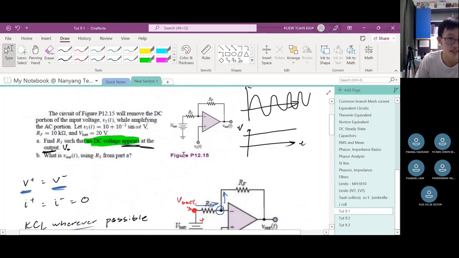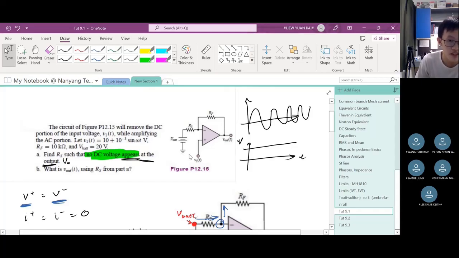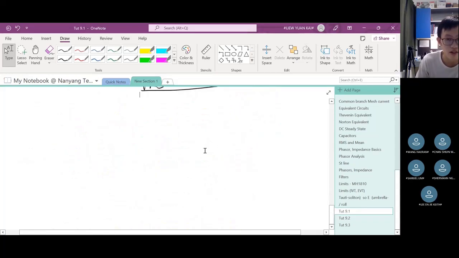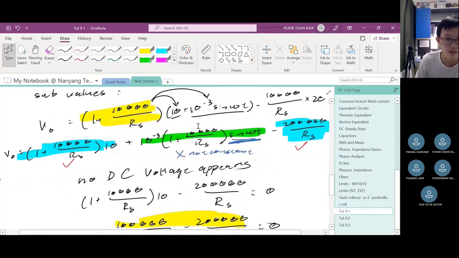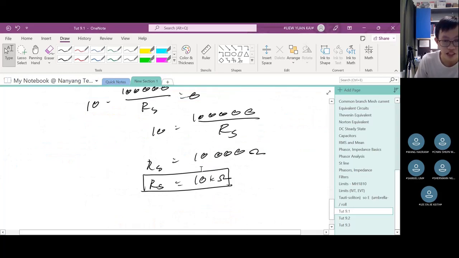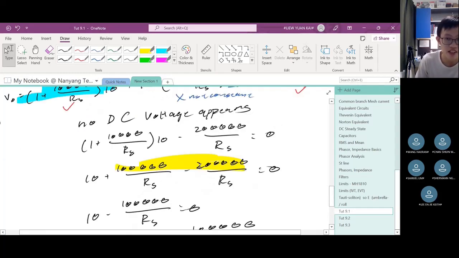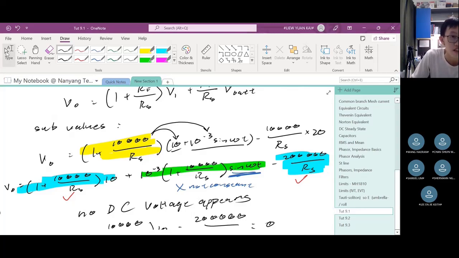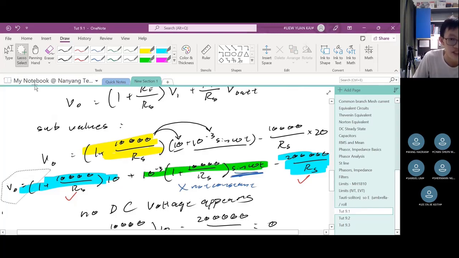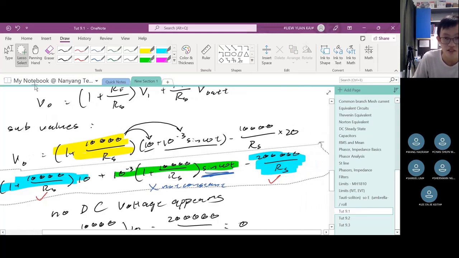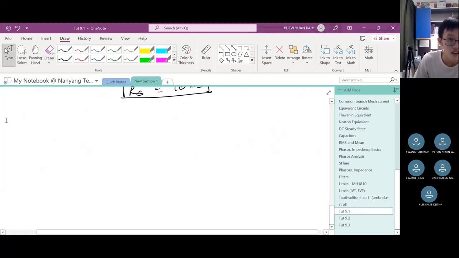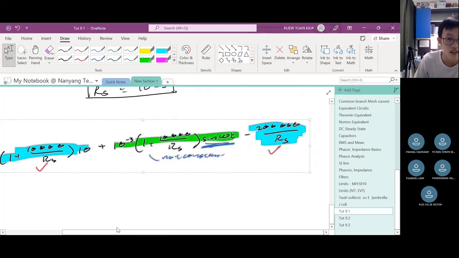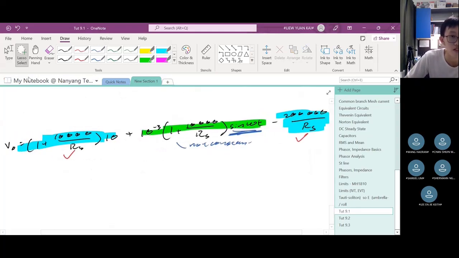So next question, what did they ask for? They asked, what is the value of V out using the RS that we solved already? So when RS equals 10,000, what is the value of V out? So remember that this value of RS, what will it do? Let me just copy down this very giant expression first, because we need it. So let me just copy and then paste it here. Okay, let me just clean this up.